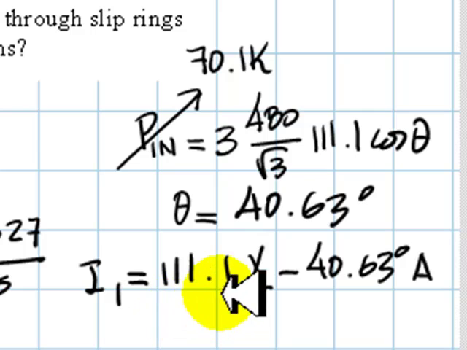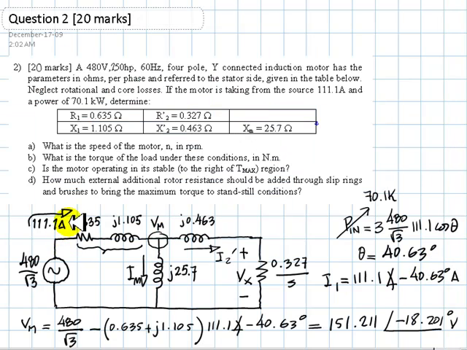So the input current is 111.1 with a phase of negative 40.63 degrees. Those are amps. But now that I have that current, I can compute this voltage Vm with respect to this reference. The input voltage minus this impedance multiplied by the current, phase and all. That voltage is 151 with a phase of negative 18 degrees. That is the voltage across that.